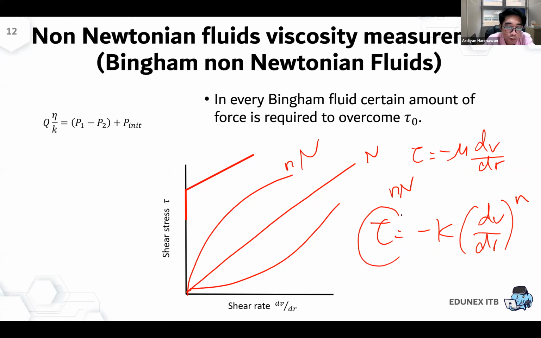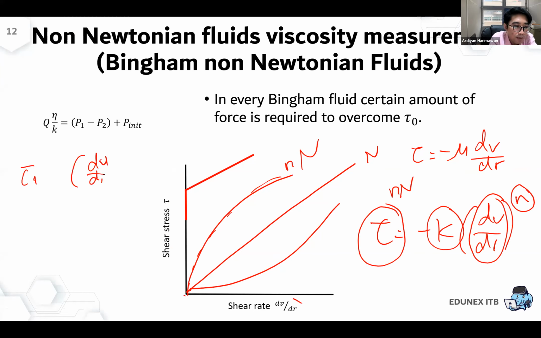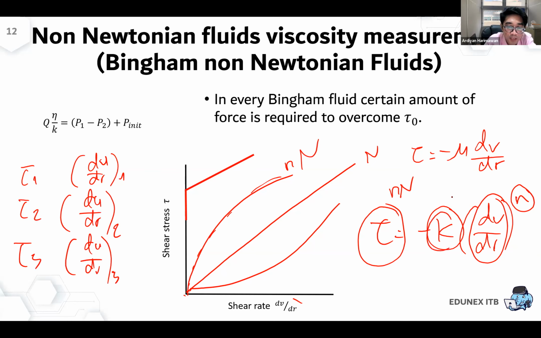If you have the value of tau and you have the value of this one, how to get the value of n and K? If you already have this graph, you have the value of this one, for example the first point, the second point, then the third point. How to get the value of K and n? You can rearrange it into y equals mx plus c, where for this one the intercept is 0. So your problem is to get the value of K and the value of n based on this equation.